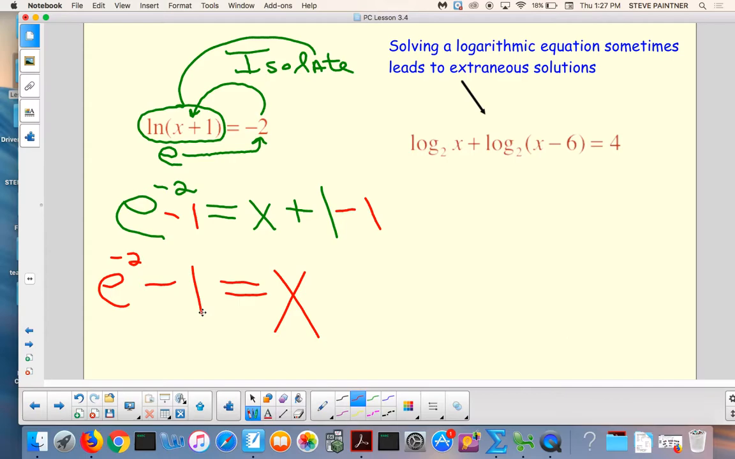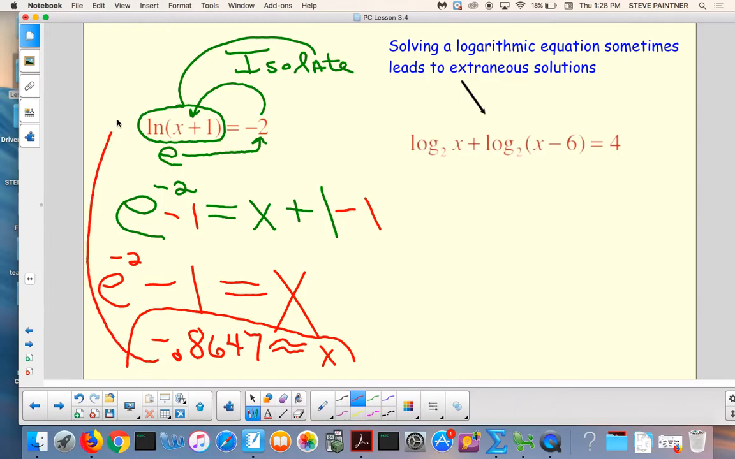Type it in. Negative 0.8647. Approximately, right? Okay, there it is. If you wanted to know if you're right, you take this answer and plug it in right there. You take the natural log of this number plus 1, type it in, and see if you get negative 2. You do. I bet you're really close, probably negative 1.999 or something like that. Okay.